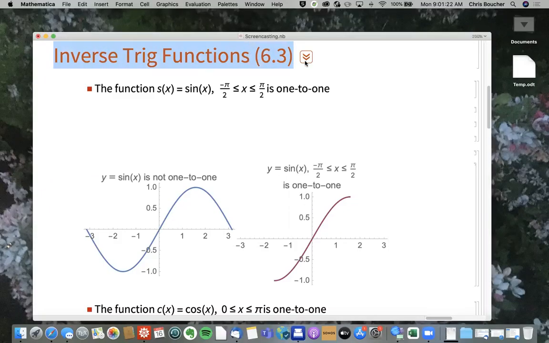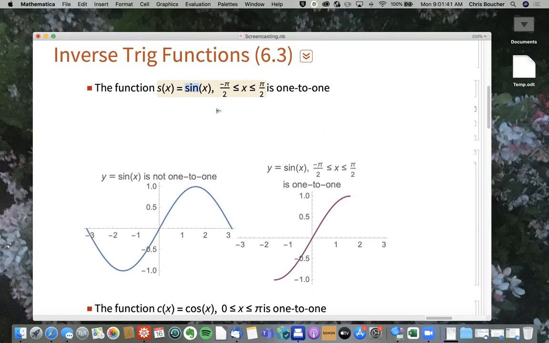Today's short video is about inverse trig functions, which is section 6.3 in the book. So at first glance, this should seem to be a misnomer. And that is because the trig functions are, for us, sine, cosine, and tangent. We've introduced those functions in previous videos.